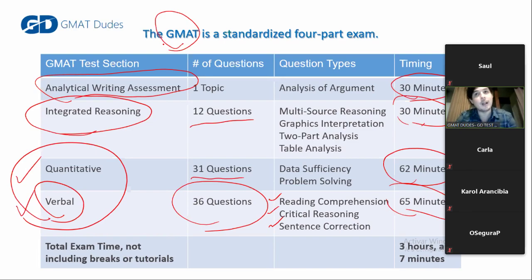There are several strategies to deal with the psychological pressure of the exam. But the first thing you want, Carla, is to have a good theoretical foundation. You want to know how to deal with the data sufficiency problems, the problem-solving exercises, the reading comprehension, the critical reasoning, and the sentence correction problems. When you have a good theoretical foundation, you're going to be able to deal with the difficulty more efficiently. But of course, it takes a lot of training to be able to deal with this psychological pressure.